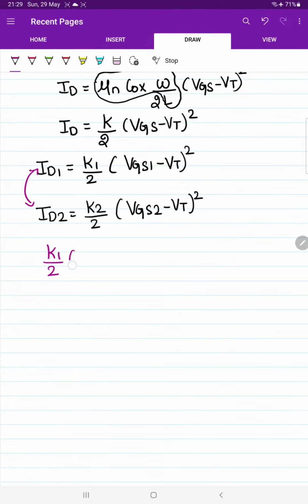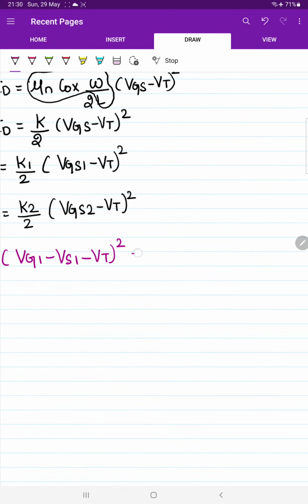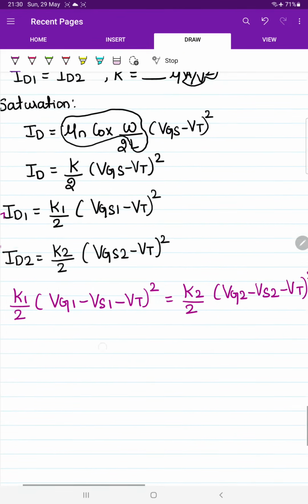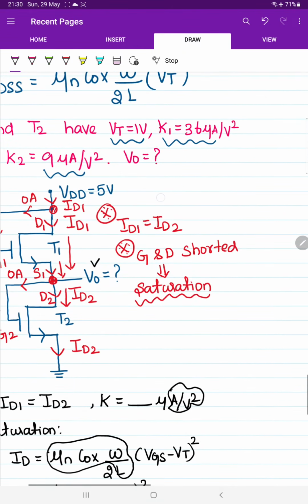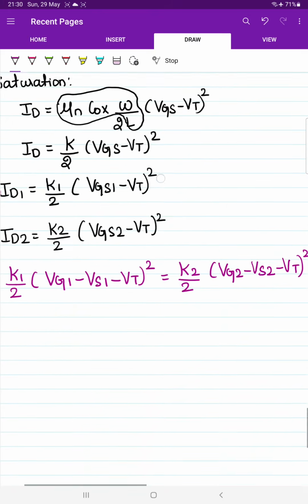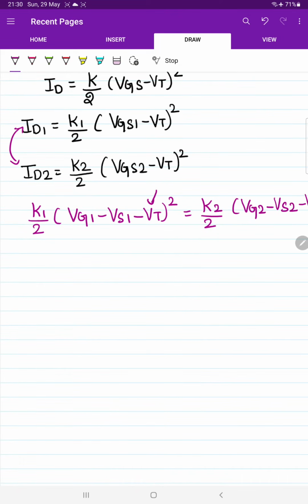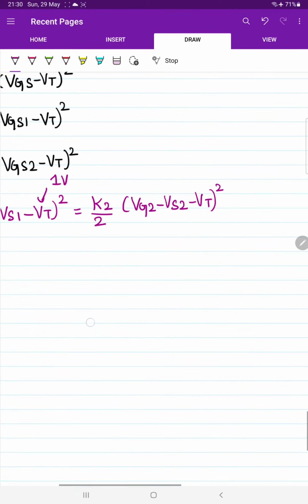K1 by 2 into VGS1 can be written as (VG1 minus VS1 minus VT) whole square, equal to ID2, that can be written as K2 by 2 into (VG2 minus VS2 minus VT) whole power 2. Now I think the value of VT is already given in the question. Yes, the value of VT is given as 1. So in place of VT, we can substitute 1 volt.